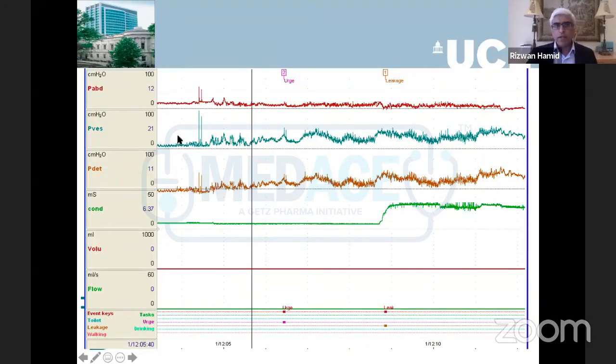Again, abdominal line, vesical line, subtracted detrusor line. You can see they're reasonably well subtracted. And here you go, the patient was urgent. With the pressure urgent, you can see there's detrusor overactivity, activity in the vesical line, mimicked in the detrusor line, nothing in the abdominal line. You can see that it happens here again. So the patient has got clear evidence of detrusor overactivity, and there's a bit of leakage here also, which is picked up in there.